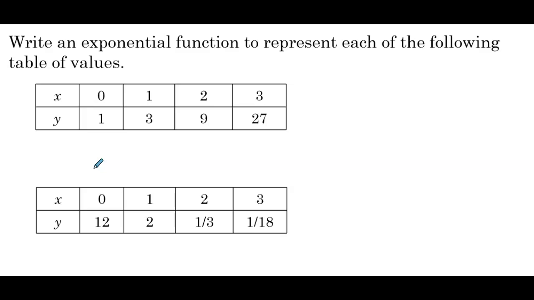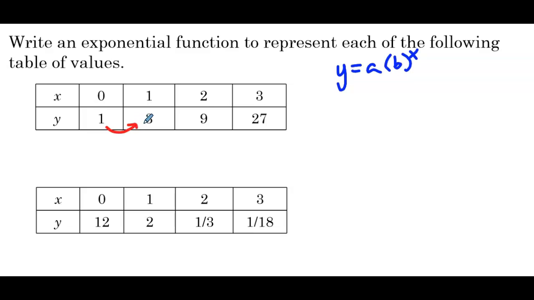Write an exponential function to represent each of the following tables of values. So as a reminder, an exponential function is y equals a times b to the x. Okay, so we need to figure out what the initial amount is and what the base is. So let's start by identifying the base. In our first table of values, x is the top row, y is the bottom row. So our base is what we're multiplying by to get from one value to the next.